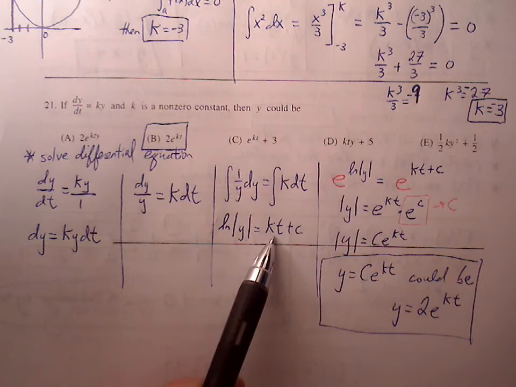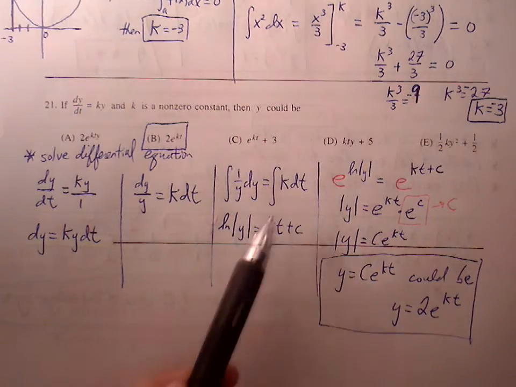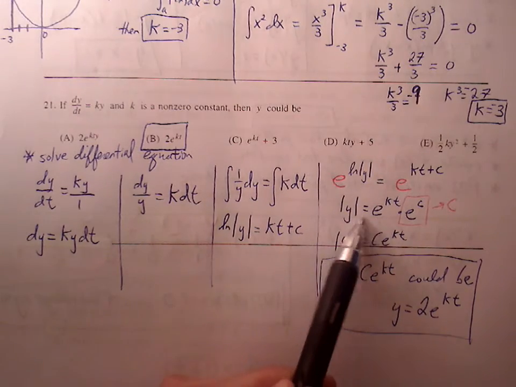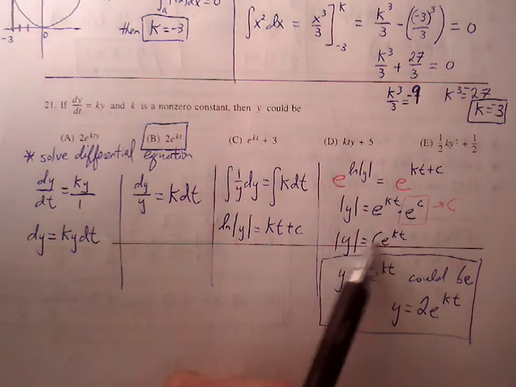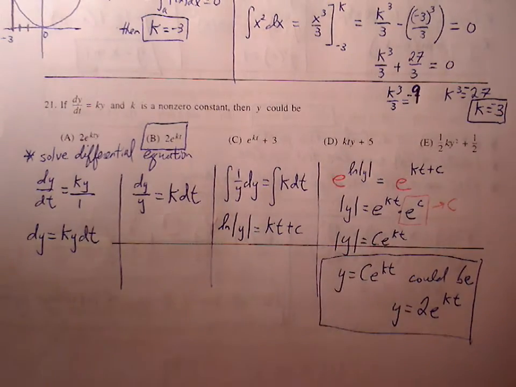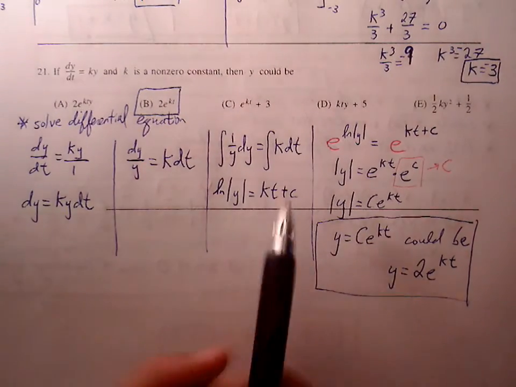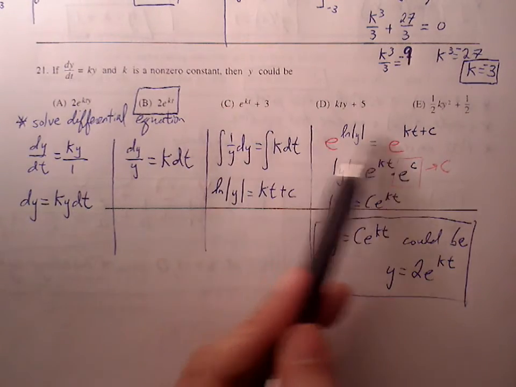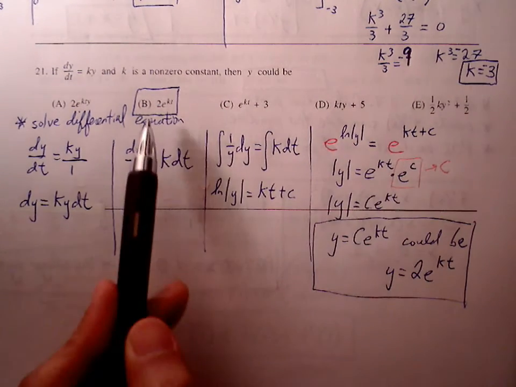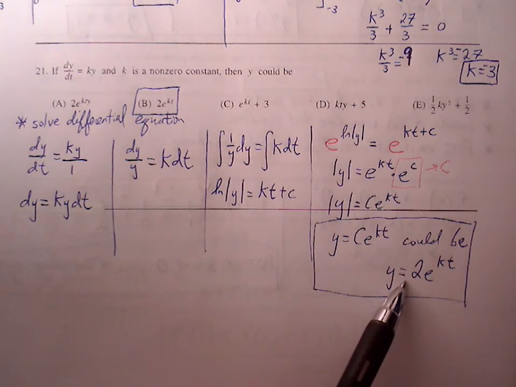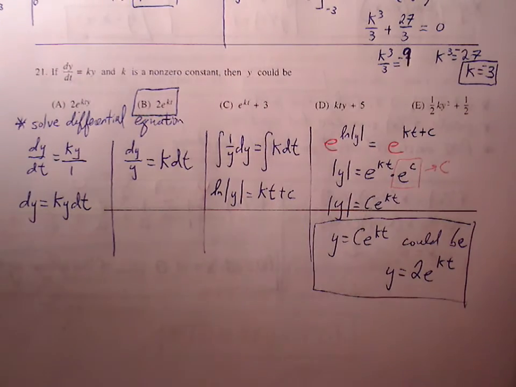We raise both sides with e as the base. This cancels out nicely. We have y is equal to e to the kt times c. We can push the c out in front, drop the absolute value. So we know our equation is going to be in the form of ce to the kt. So out of the answer choices, the only one that is going to fit that form is part B, where if we can imagine c was 2, this would fall under that category. Y equals 2e to the kt.